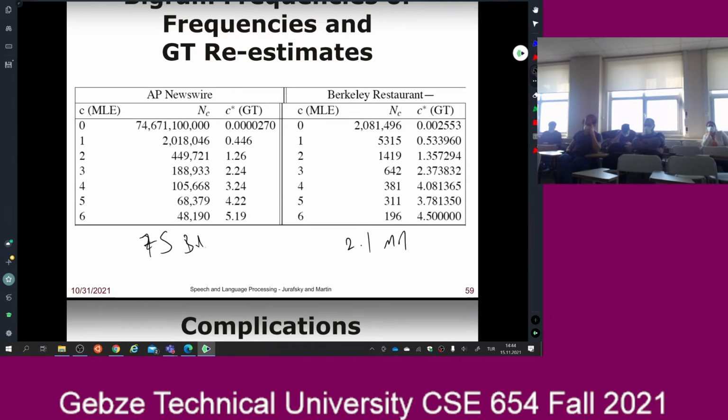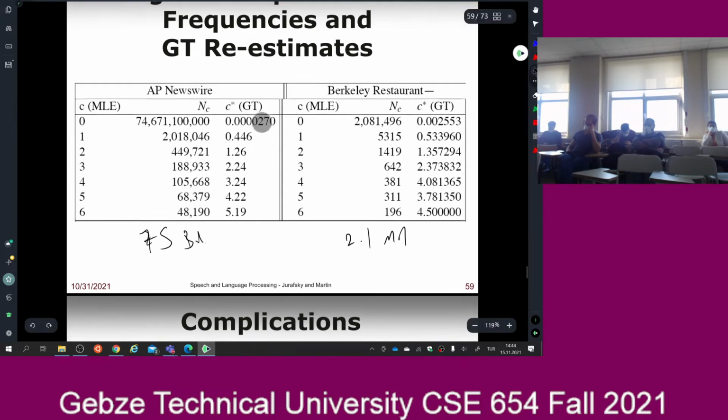Out of all those 75 billion, 74.6 billion of them did not occur at all. And the Good-Turing intuition says that the probability that I am going to see an unseen bigram is this small. But this one says the probability of seeing an unseen bigram is this small. If you compare these two, they are very different. This one is much higher. Why? Because we have a much smaller corpus than the AP Newswire.